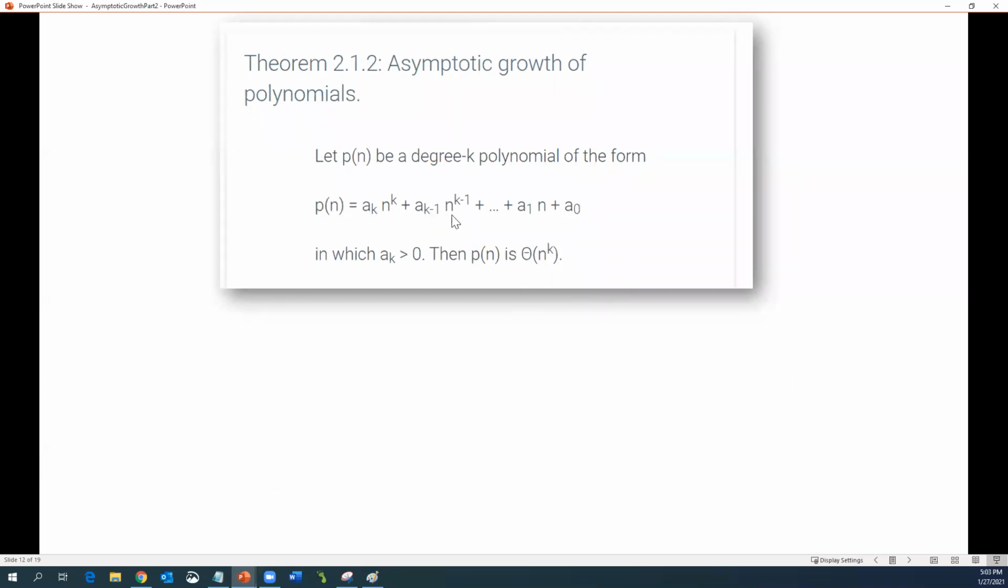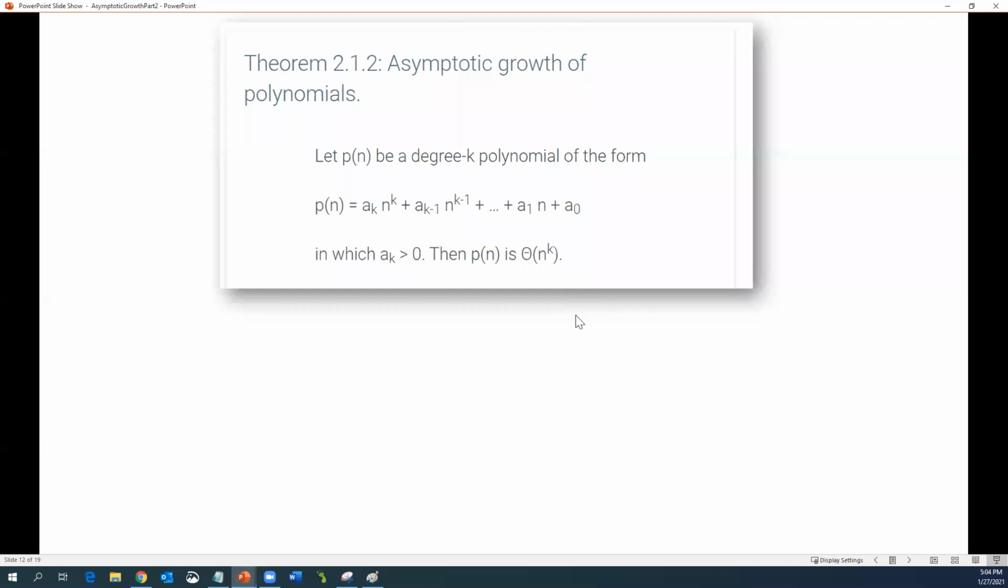But we'll have this function here. It's a degree k polynomial. It's saying as long as the leading coefficient is positive, which is one of the things we said a minute ago for that omega situation to be true, right? As long as this is positive, then that function is theta of n to the k.